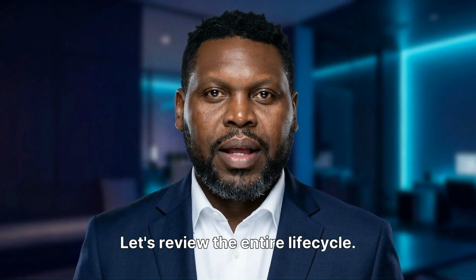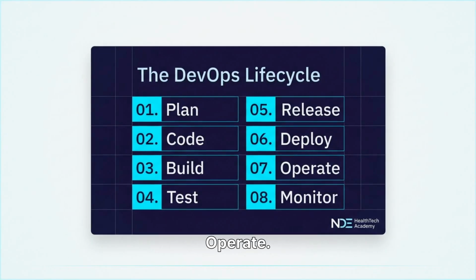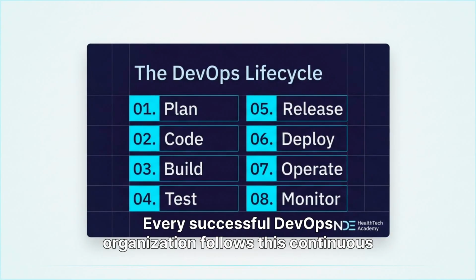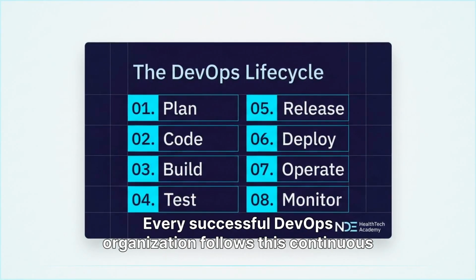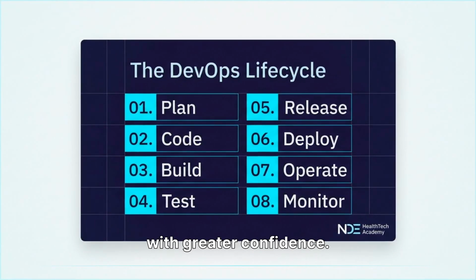Let's review the entire life cycle. Plan, code, build, test, release, deploy, operate, monitor, then use feedback to begin the cycle again. Every successful DevOps organization follows this continuous process to deliver software more efficiently and with greater confidence.